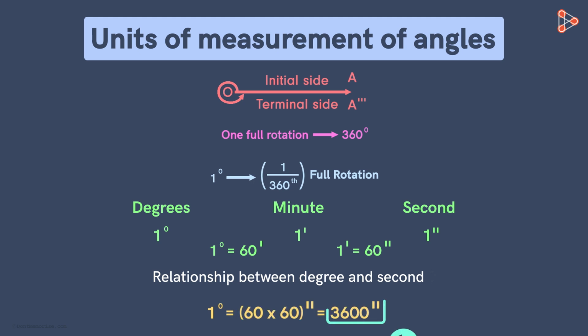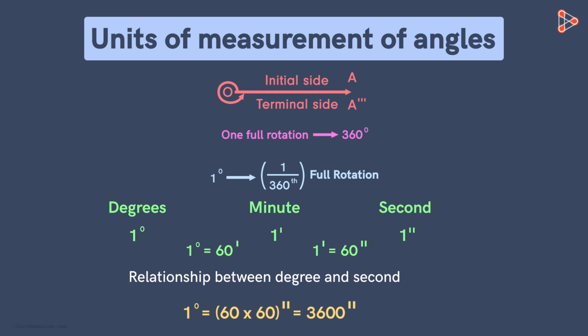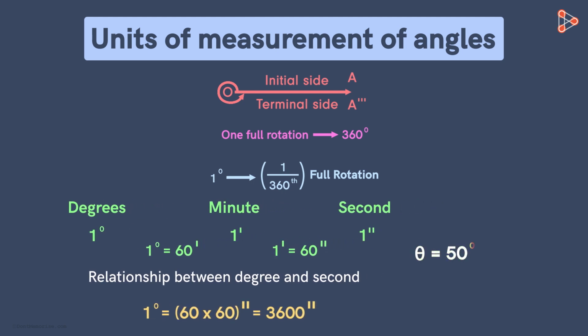Why do we need these smaller units? With smaller units of measurements like minute and second, we can express an angle more accurately. So an angle theta measuring 50 degrees, 25 minutes and 10 seconds would be written as follows. And this is definitely more accurate than just 50 degrees.